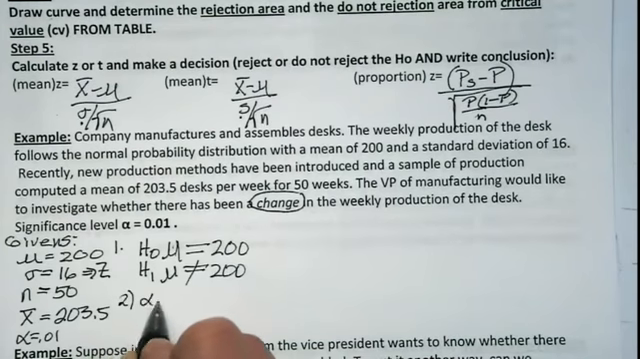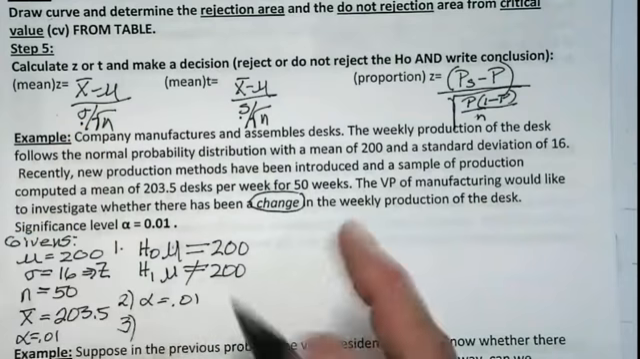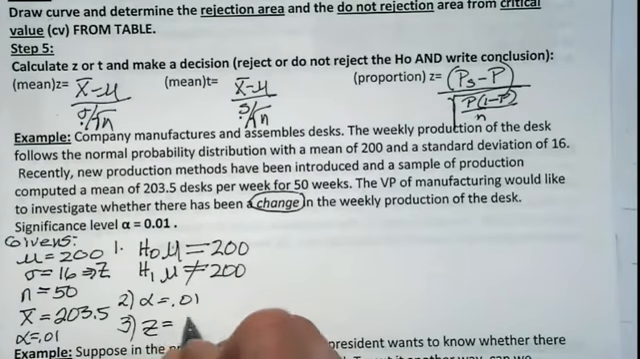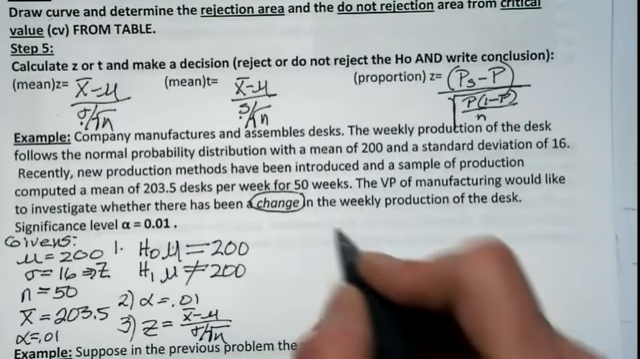Step 2, alpha is 0.01. Step 3, which of these formulas? Because I have the population standard deviation, I just want you to write the formula here. Like I said, if you mess up these steps or combine these steps, I'm not going to worry about it as long as the information's there.